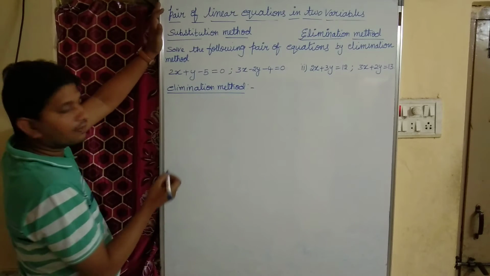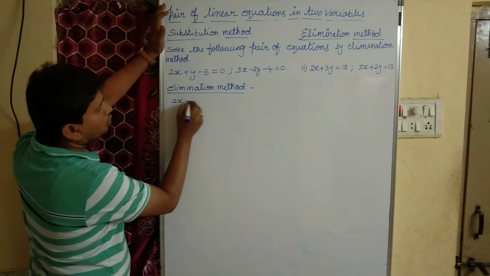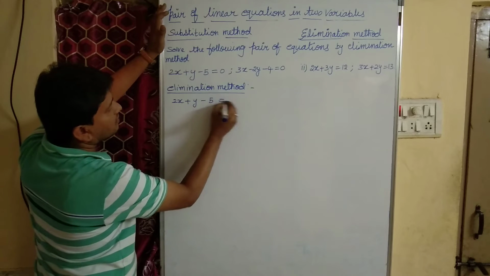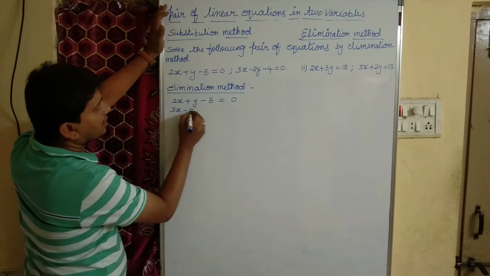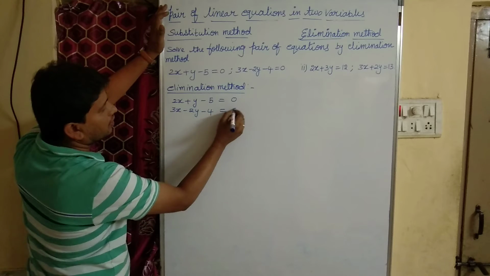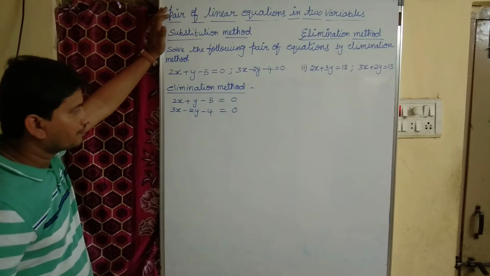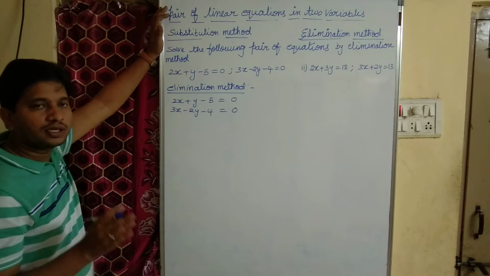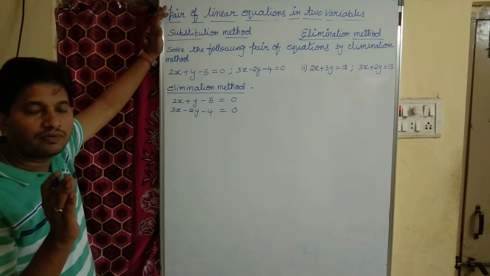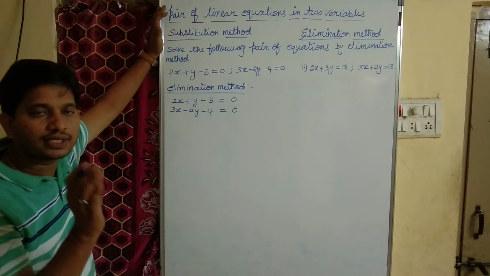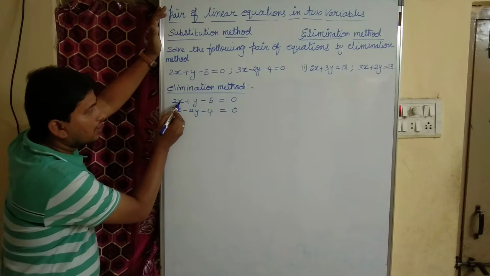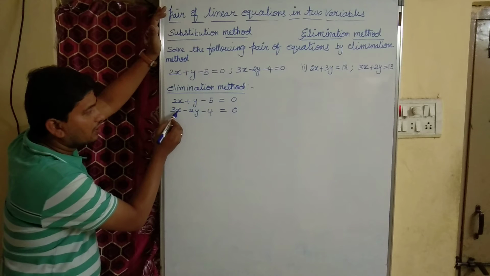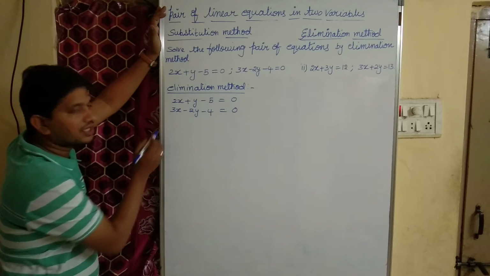Given system of equations are 2x + y - 5 = 0, and the second one is 3x - 2y - 4 = 0. Right? Here in this case we need to check whether the coefficients of x and y are equal or not. See here, the x coefficient is 2 here, whereas in the second equation the x coefficient is 3.